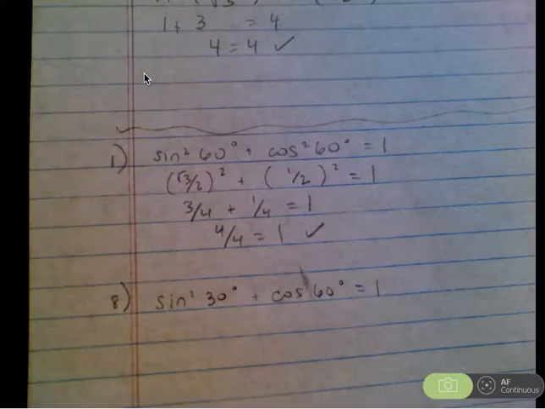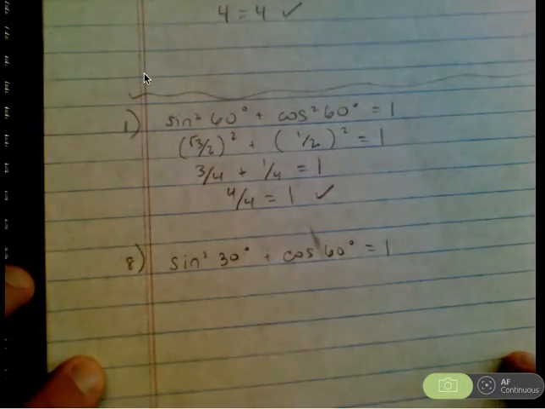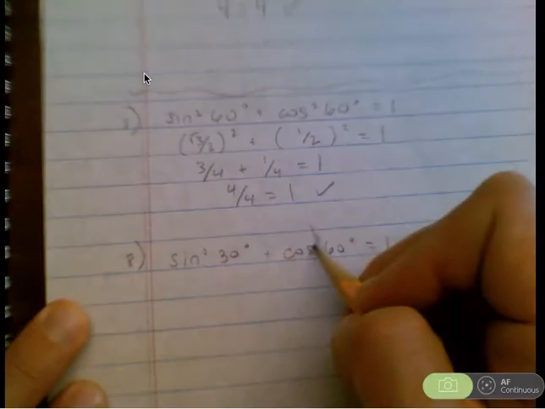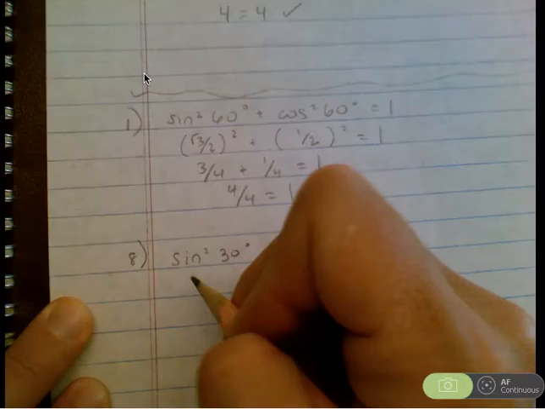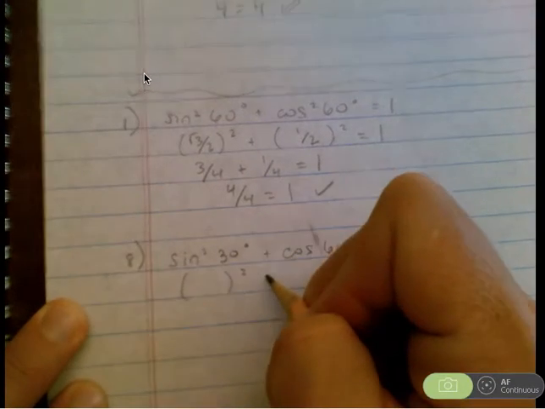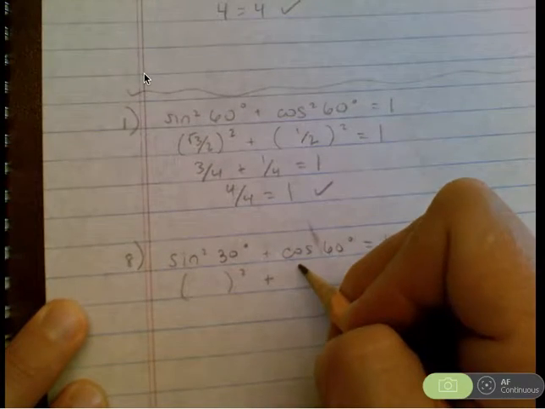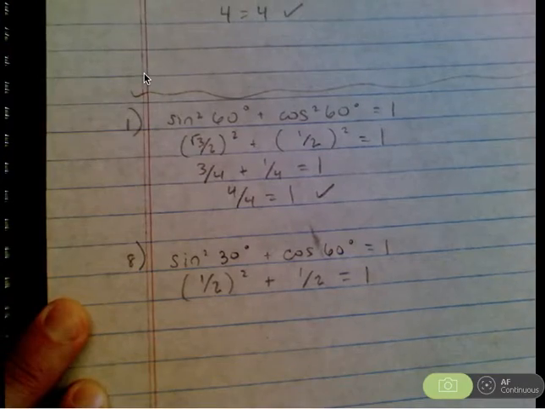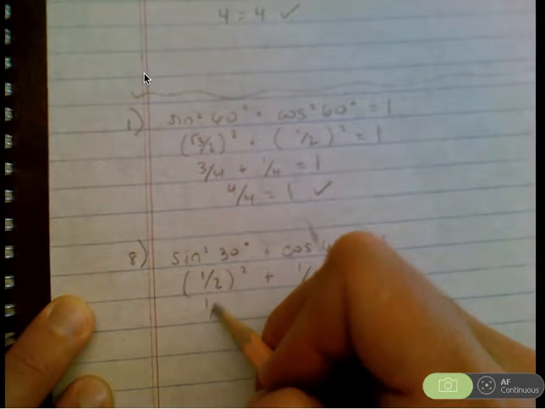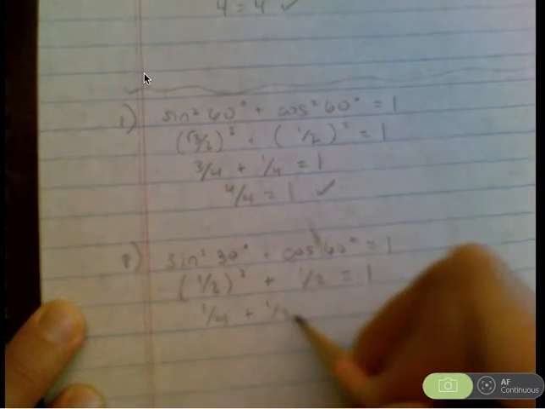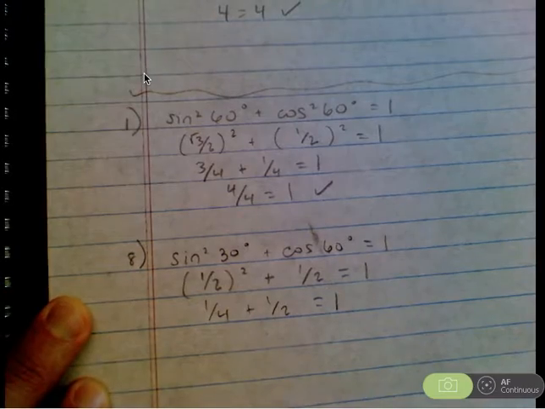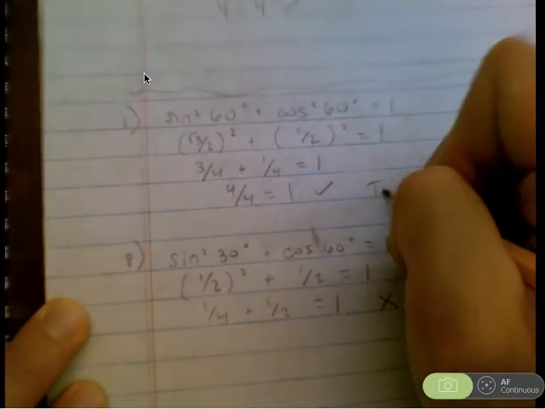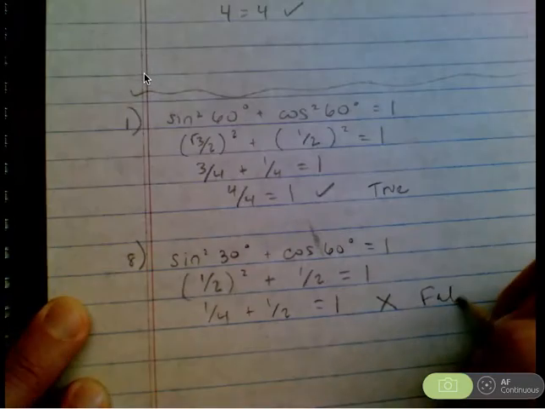The other one from that section I want to go over is number 8, which is sine squared 30 plus cosine 60 equals 1. I put a squared here, but it's not squared. So sine of 30, and then we're going to square it, and then the cosine of 60 is 1/2. When we square 1/2, we get 1/4 plus 1/2 equals 1. 1/4 plus 1/2 does not equal 1. So this one is true. This one is false.